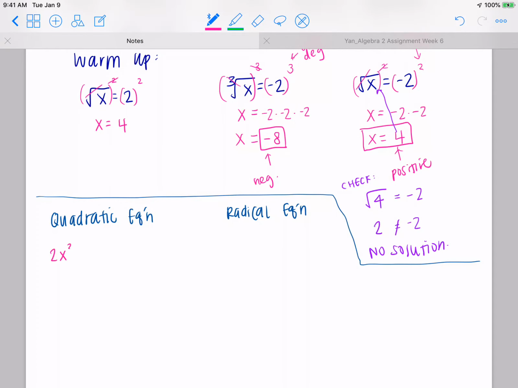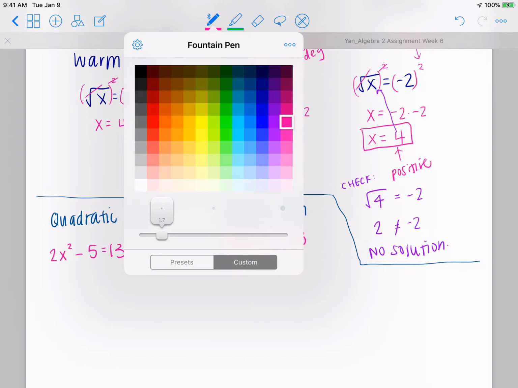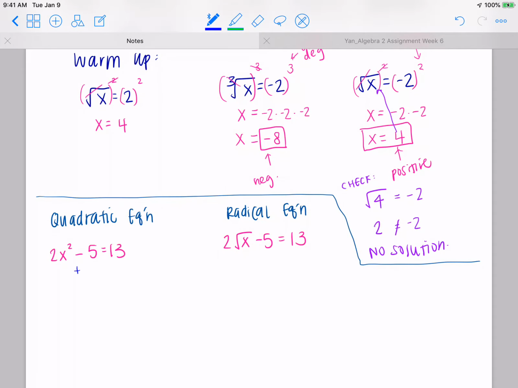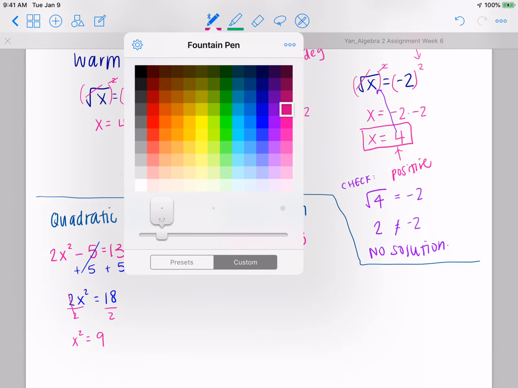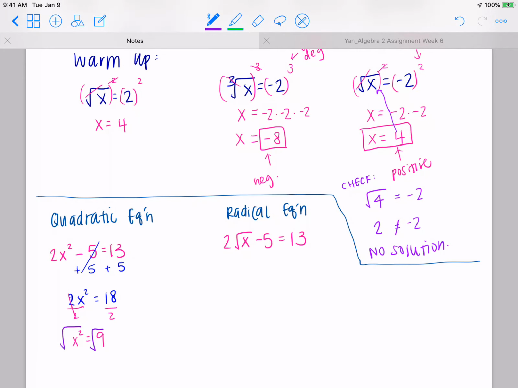in solving. If I have 2x squared minus 5 equals 13, and if I have 2 square root of x minus 5 equals 13, let's look at the left. I can add 5 on both sides, cross that out, so 2x squared equals 18, right? Keep going, divide by 2, so I have x squared equals 9, and square root both sides. Remember, when you square root the number, on the right side you gotta do plus or minus. So the square root and the square get canceled out. I have x equals plus or minus 3.